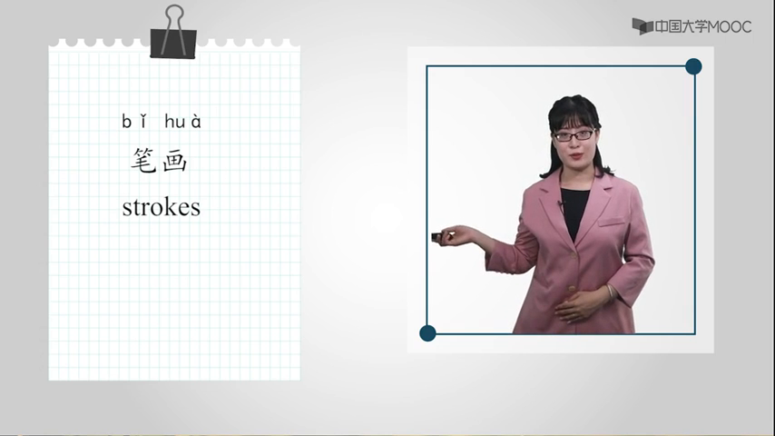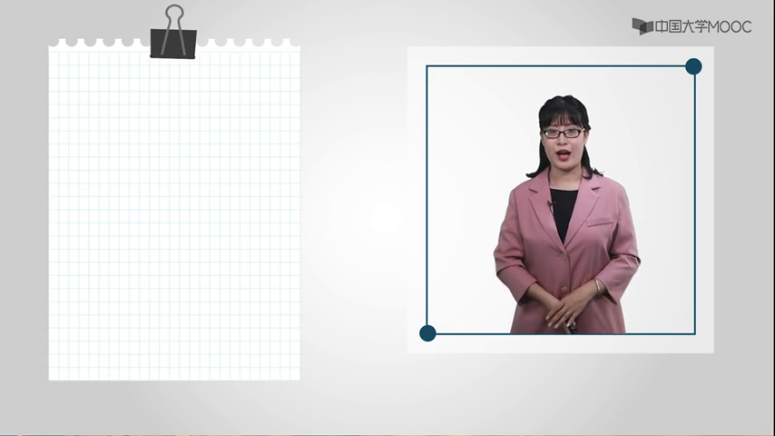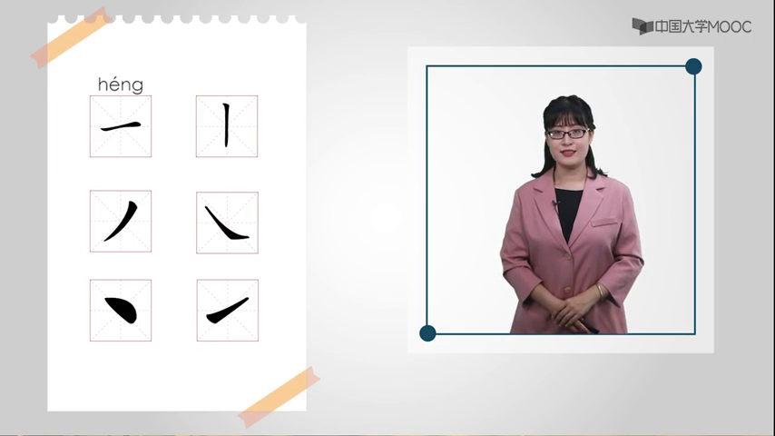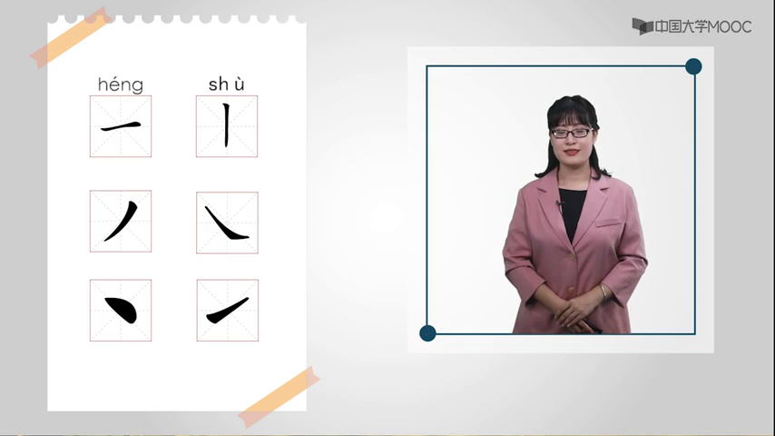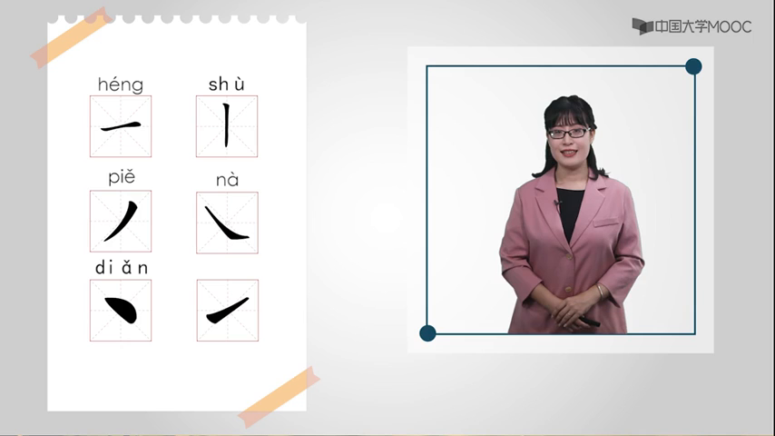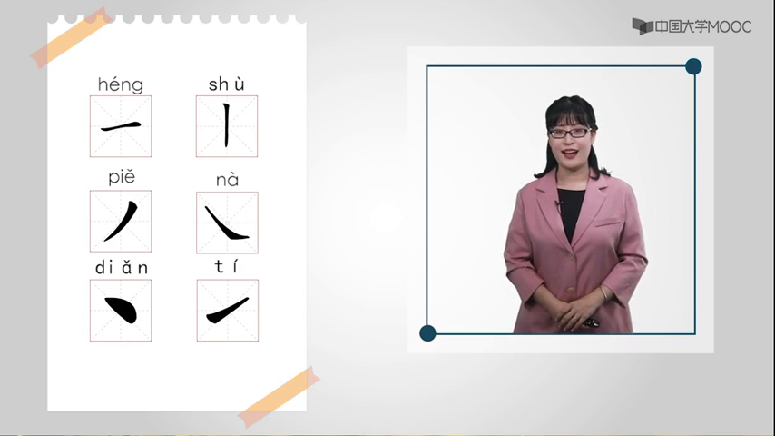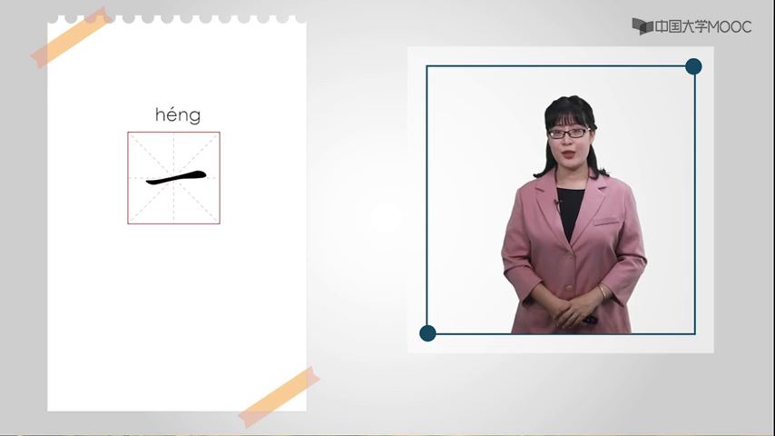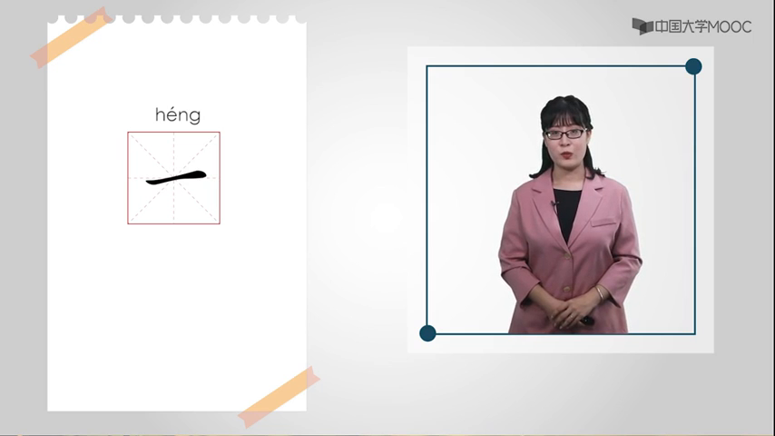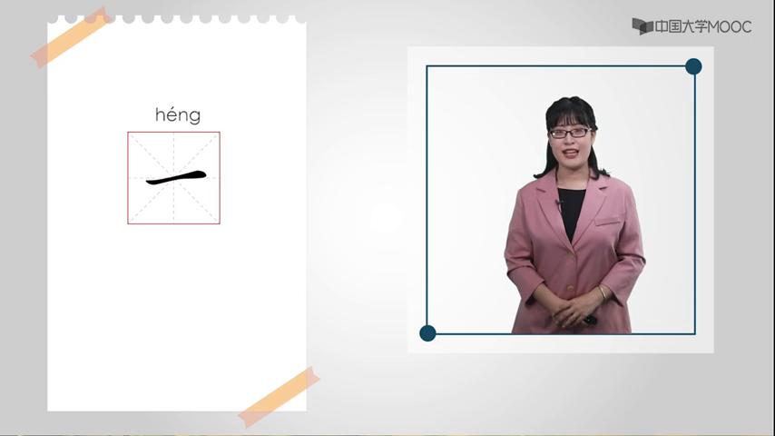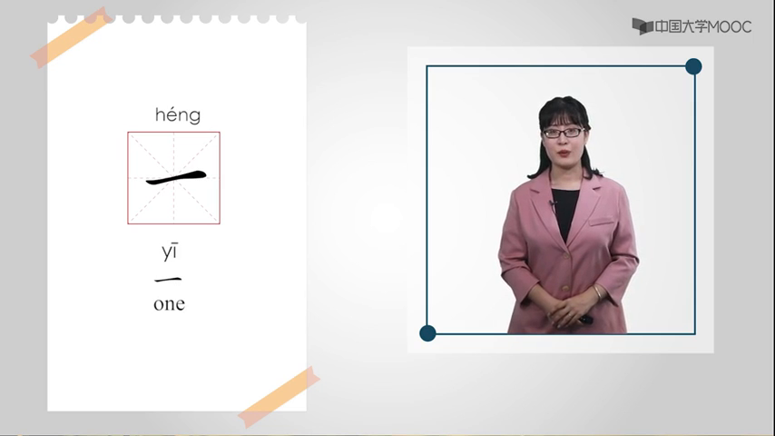These are the basic strokes. 基本笔画 横 竖 撇 捺 点 提. Now let's learn and try to write them. 横. The stroke 横 writes from left to right and should be smooth. Like the character yi, which means one.